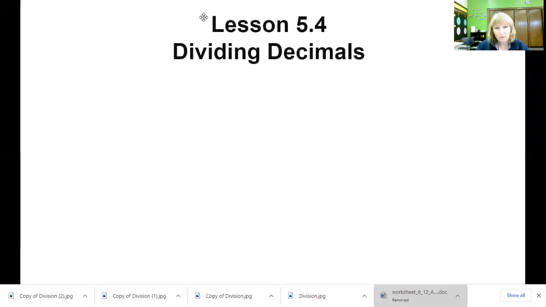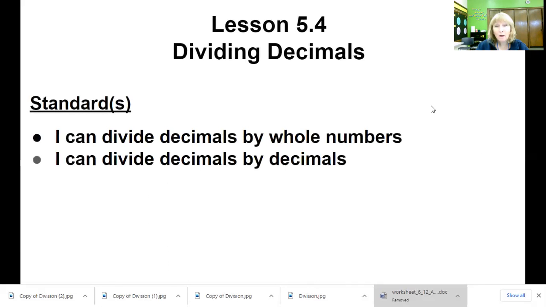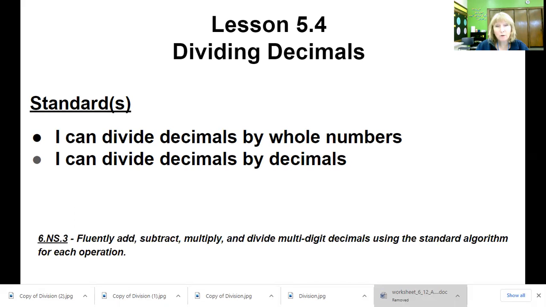Okay, so our objectives for today are: I can divide decimals by whole numbers, and I can divide decimals by decimals. We're still in the same standard NS3, fluently add, subtract, multiply, and divide multi-digit decimals using the standard algorithm for each operation. An algorithm is just another word for having steps in the process. And we've been using Does McDonald's Serve Burgers? So those are our algorithm steps. I'm going to minimize myself so we can see the full screen.